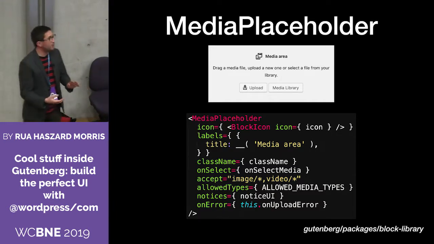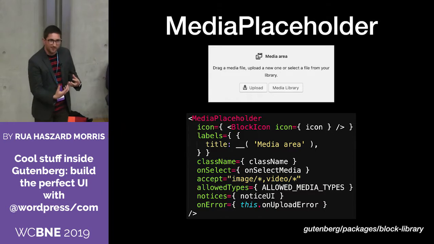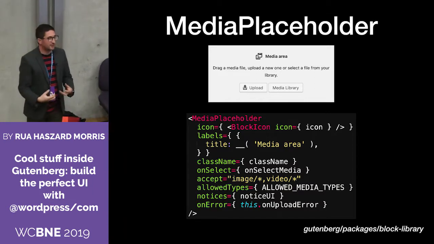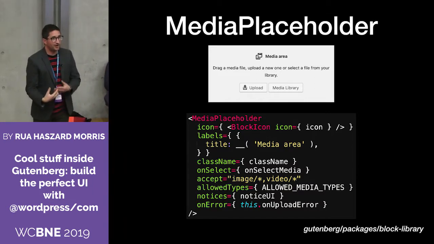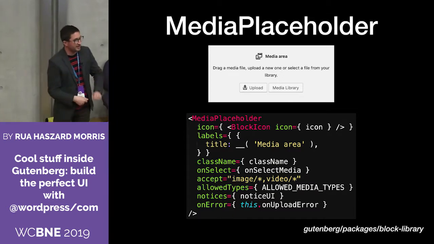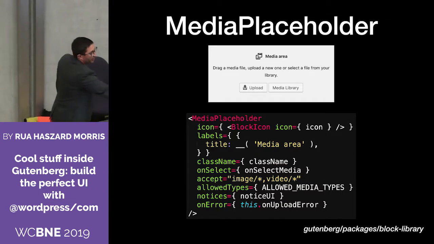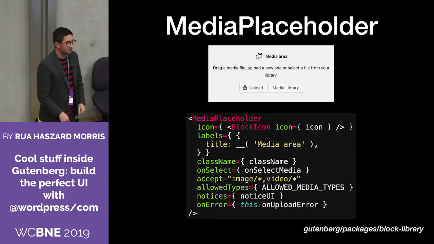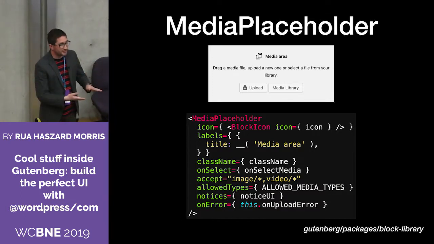What's really cool about this, and what's really powerful about components, is that within this innocuous looking markup here is all of the code to handle a file upload, making sure that's the right kind of file. And that's all very easy to express what you need. So we've got here what kind of file types we accept, and it's just going to take care of that for us. So that's a little dive into some components as they're used inside Gutenberg.